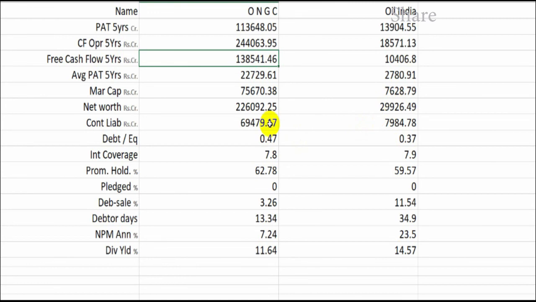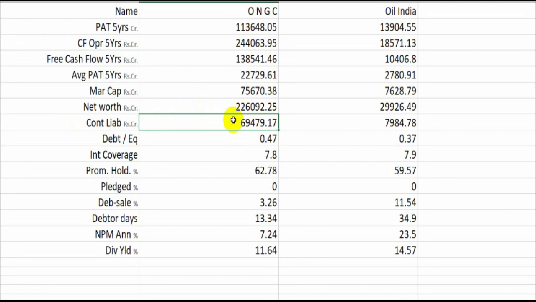This is the time that we can buy into the company if all other ratios are also in order. Contingent liability for ONGC is around 69,000 crores. This is the hidden liability, or liability which may or may not arise, like bank guarantees or tax liabilities which may arise in the future. So we don't want this to be a major portion or as a percentage of total net worth. So 69,000 crores roughly translates to around 30% of the net worth.